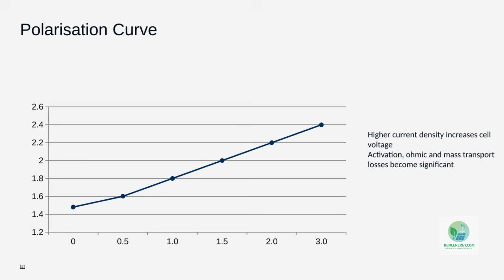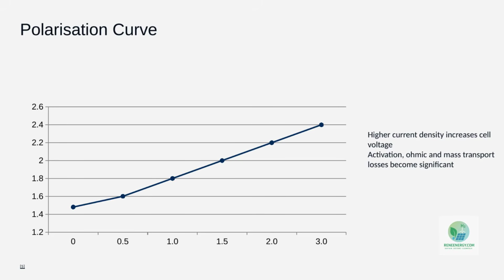The polarization curve is an indispensable tool for characterizing the performance of an electrolyzer cell. It plots the cell voltage against the current density, providing critical insights into the various overpotentials that contribute to energy losses. At low current densities, the voltage is primarily influenced by activation overpotentials, which are associated with the kinetics of the electrochemical reactions at the electrode surfaces.